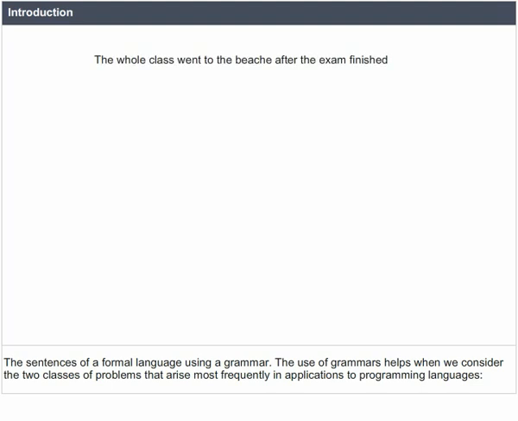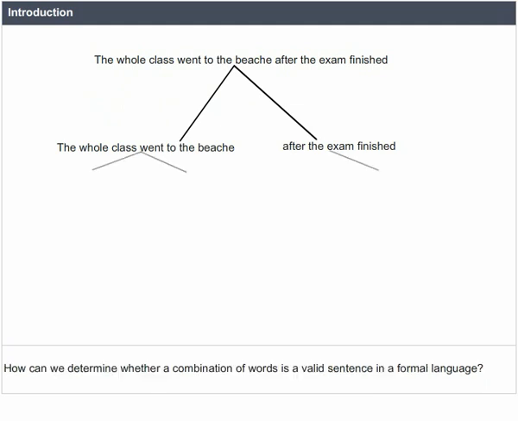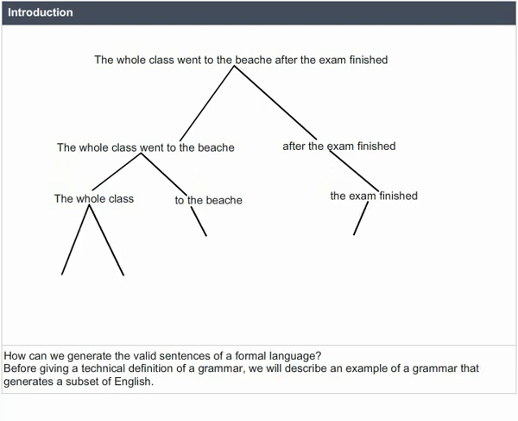The sentences of a formal language are defined using a grammar. Use of grammars helps when we consider the two classes of problems that arise most frequently in applications to programming languages. How can we determine whether a combination of words is a valid sentence in a formal language? How can we generate the valid sentences of a formal language?